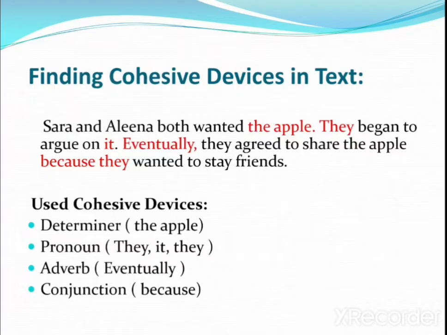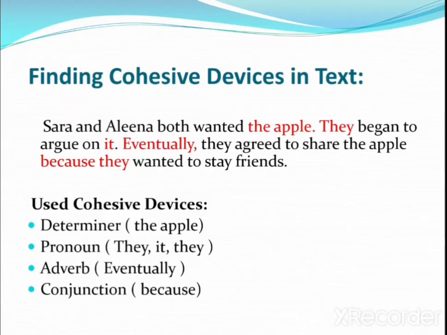Now we don't want to use the words Sarah and Alina again and again, so we have used the pronoun they over here. So they began to argue on it. It is also written with red ink. So it is referring back to the word apple and it is used as a replacement of the main noun. It is also a pronoun.